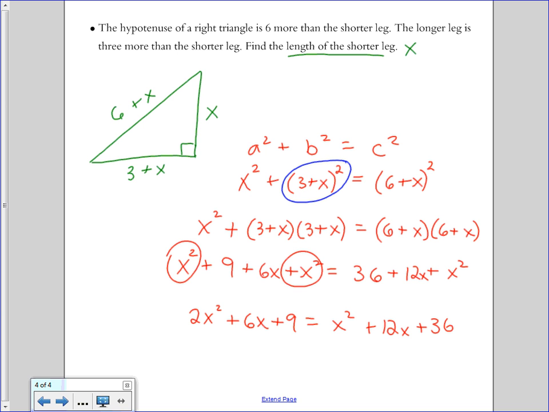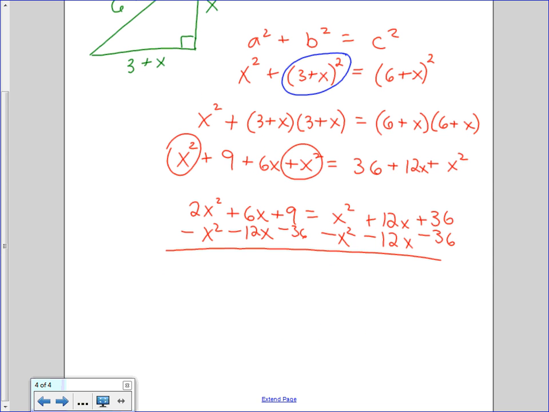Get everything on the left. So we're going to subtract x squared. We're going to subtract 12x. Now we're going to subtract 36. And on the left side, we will have a single x squared, a minus 6x, a minus 27, now it says equals 0. Check to see if you can factor it. I'm hopefully picking numbers that you can factor. We're going to put minus 9 and positive 3 in here. That adds up to negative 6. Solve each of these pieces.